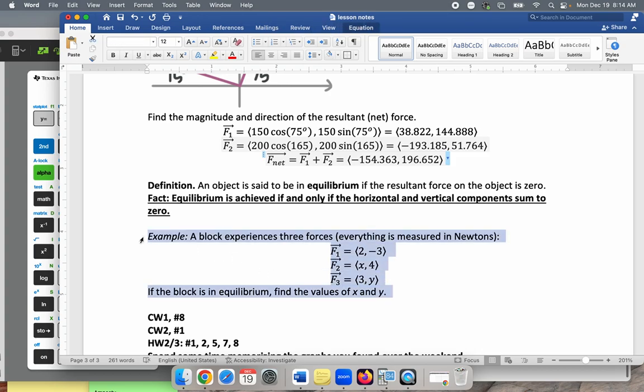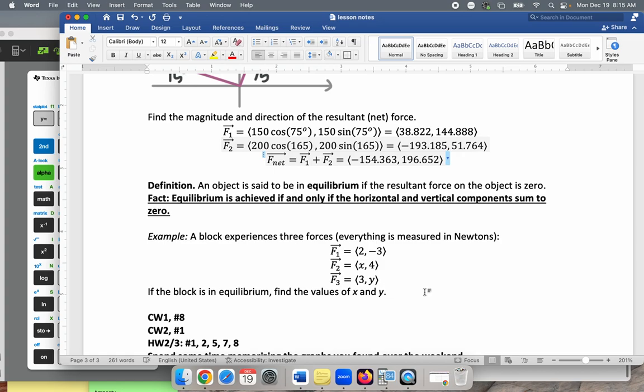Let's suppose that a block experiences 3 forces, and everything is measured in newtons. And here they are, but as you can see, some of the components of the forces are unknown. So x is the horizontal component of force 2, and y is the vertical component of force 3, and we don't know what they are. Here's the problem: if the block is in equilibrium, find the values of x and y.